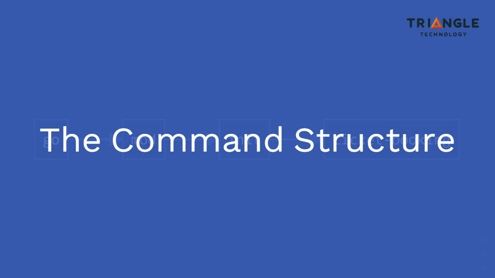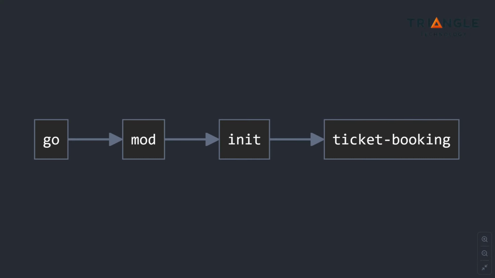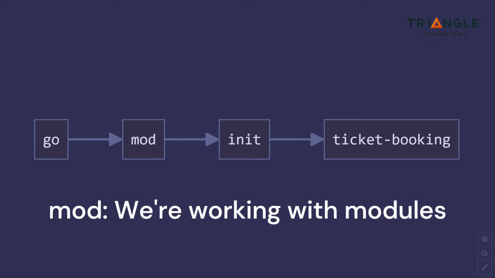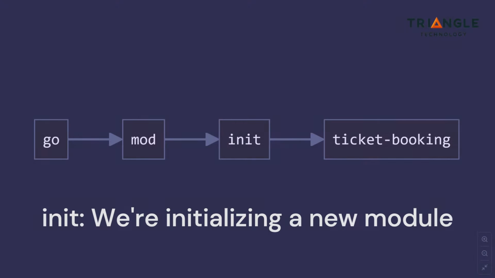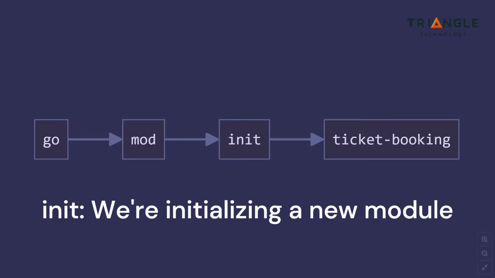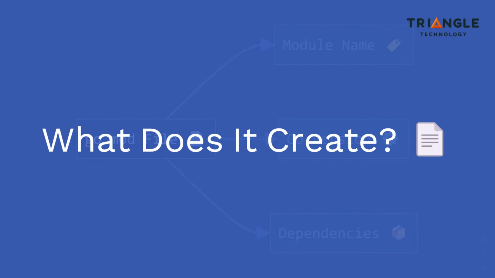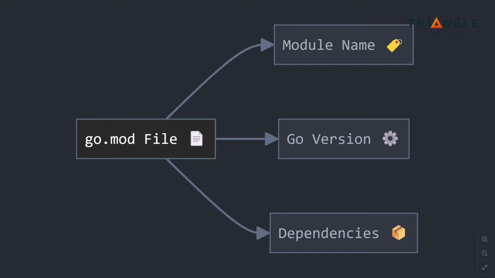The command structure. go mod init ticket-booking. Breaking it down. go, the Go command line tool. mod, we're working with modules. init, we're initializing a new module. ticket-booking, the name of our module. What does it create? After running the command, you'll get a go.mod file that looks like this.